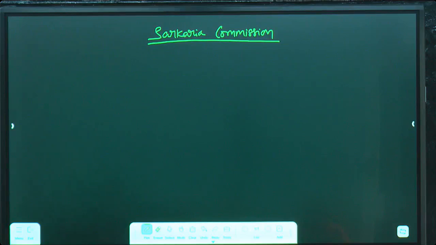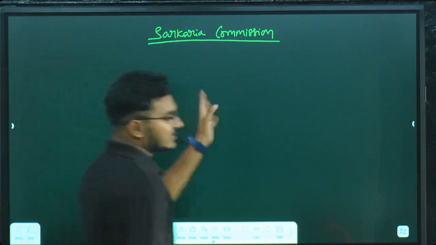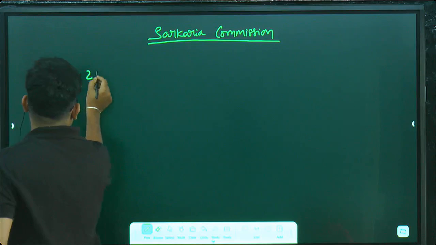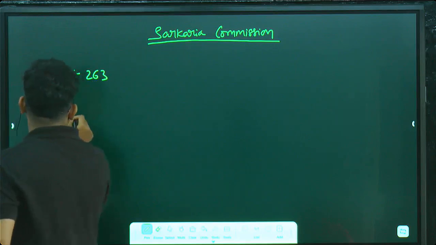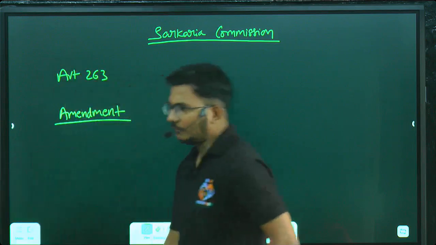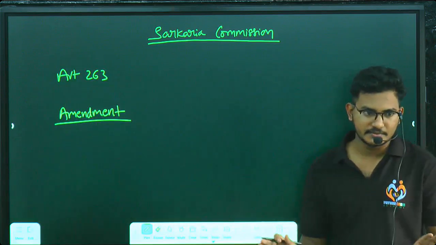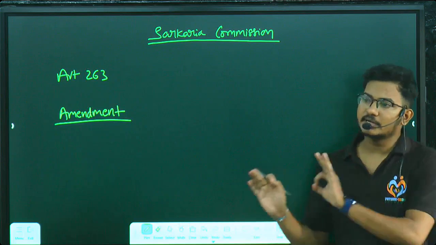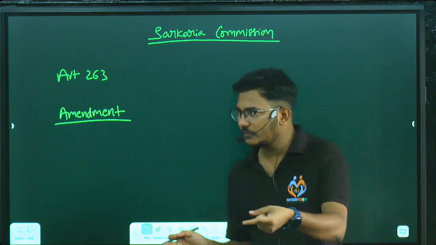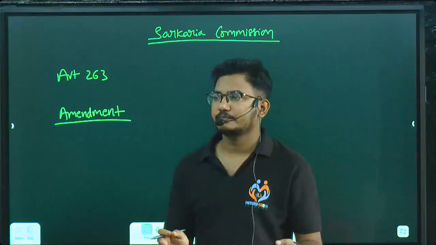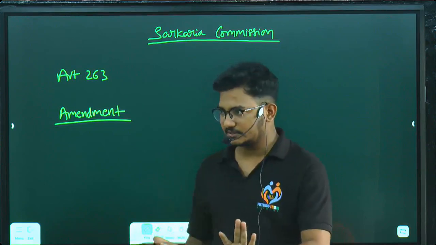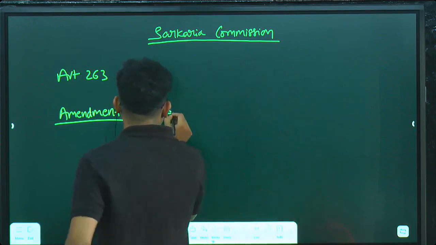Okay. Fine. See, in the last class, we have seen Article 263, which is Interstate Council. And then we have seen amendment of Constitution. I have told you it is of many types. One type comes under Article 368. Through Article 368, if you are doing any kind of amendment, then you need a special majority or special majority plus ratification of states. That we have seen in Article 368.